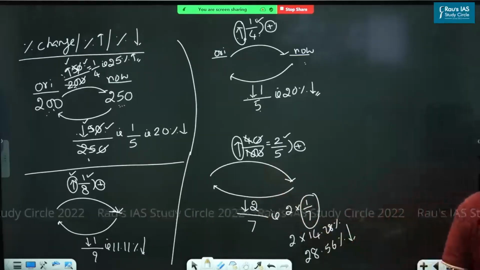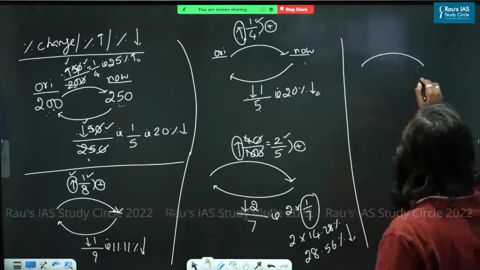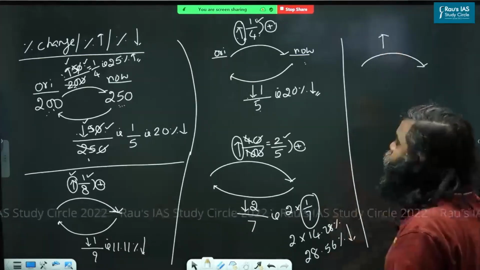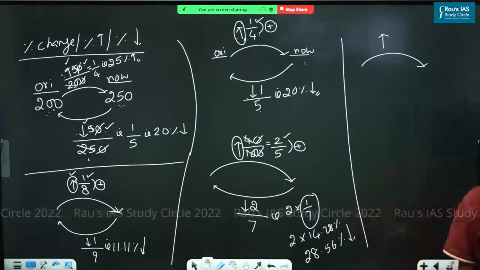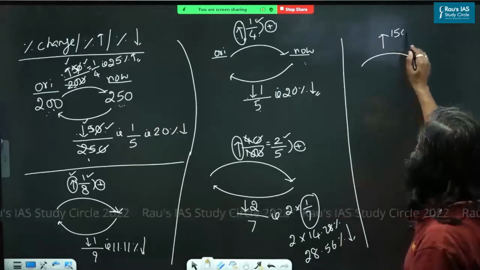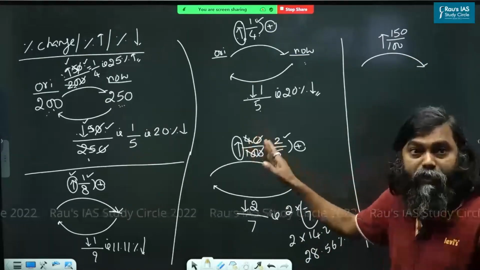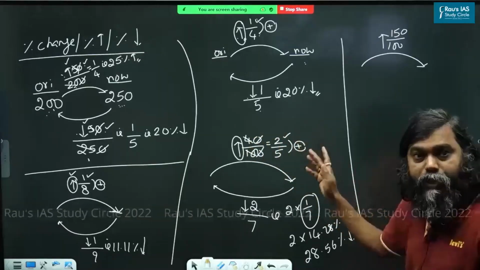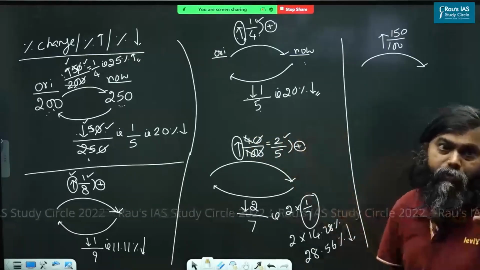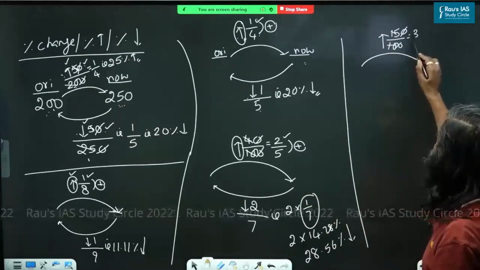Are you understood? From here to here, increased by 150%. How can you write 150% as a fraction? So 150 by 100. Now only I will write 40% means 40 by 100, 2 by 5. After subsequent classes, directly we will write 2 by 5. Understood? So cancelled, cancelled. You will get 3 by 2.